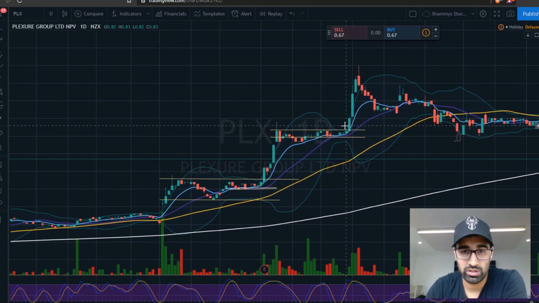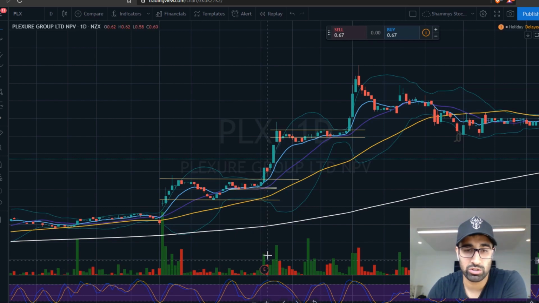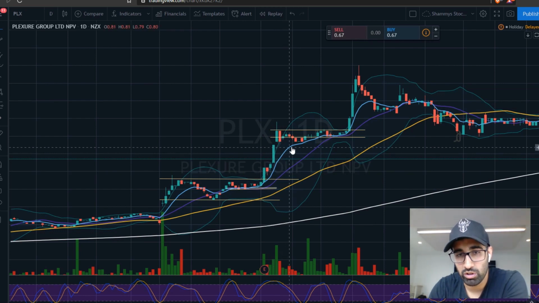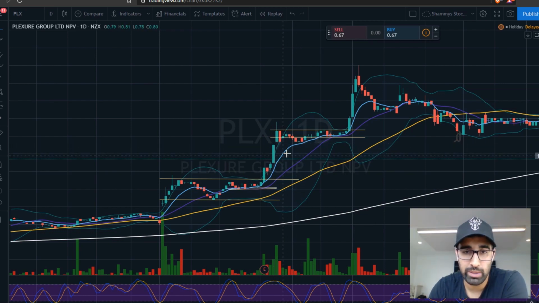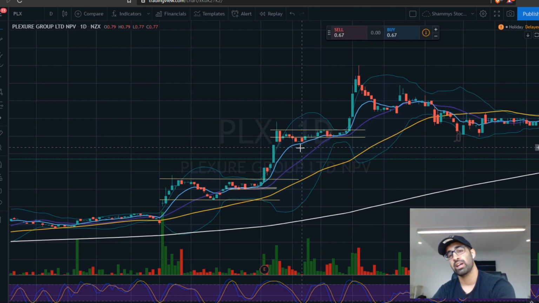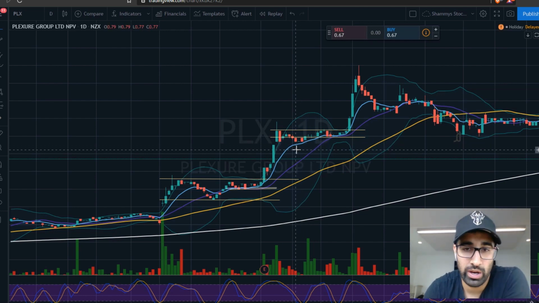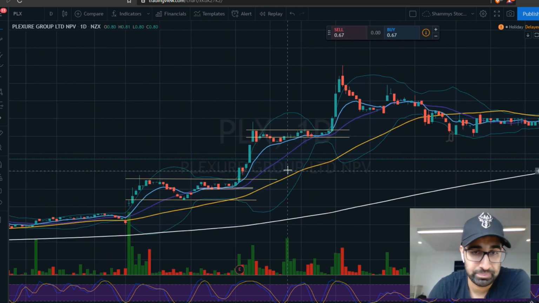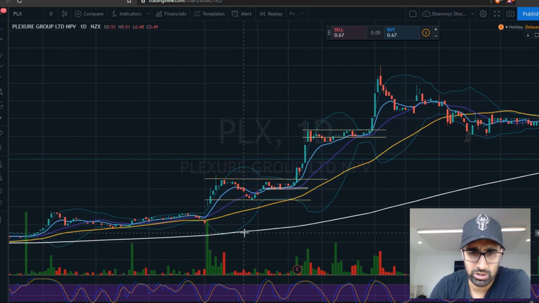So the reasons why I got into this trade was obviously the earnings came out, so it was a catalyst for the stock to go up. And as it went up, it consolidated. It's consolidating between two ranges, and also the 9 EMA. The 9 EMA is this light blue indicator here, and that's just a short-term indicator to let me know which way the price is heading in the short term.